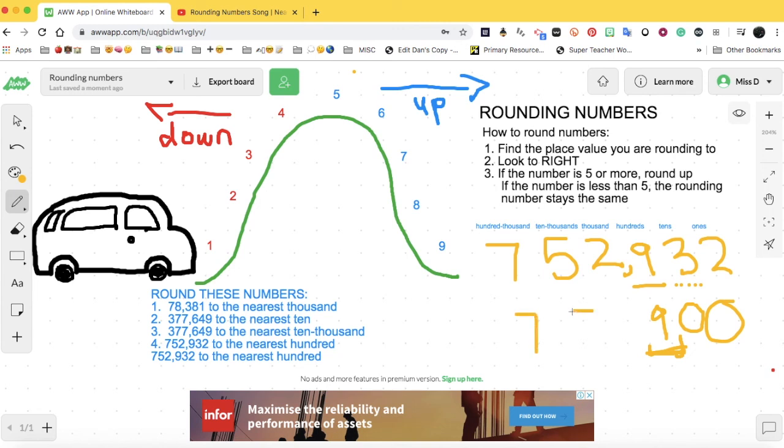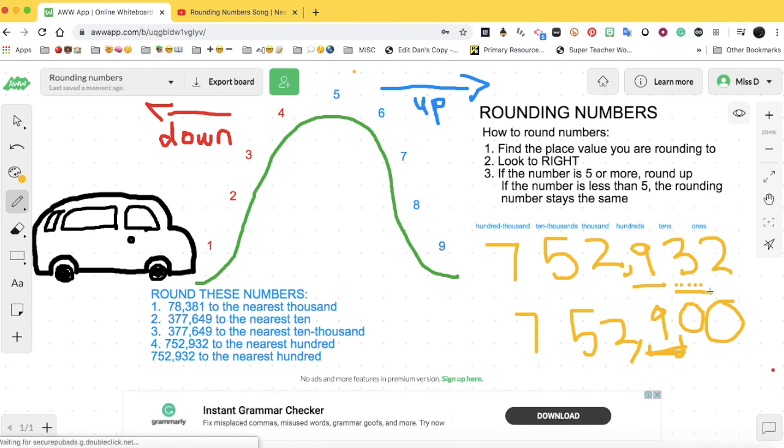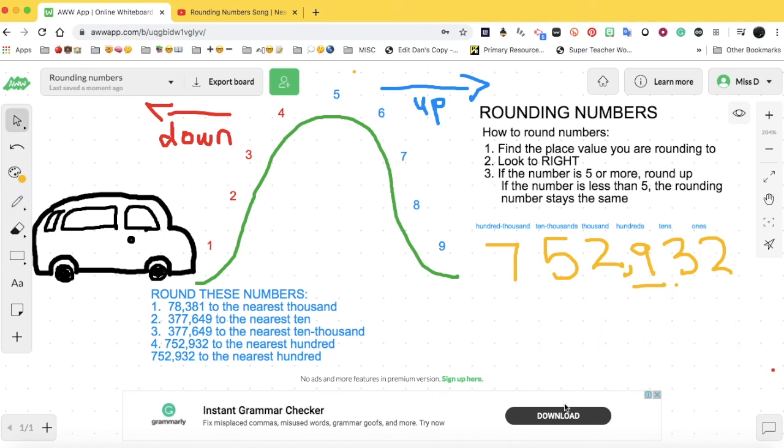But we still need to add our 7 and our 5 and our 2. So 752,932 rounded to the nearest 100 is 752,900 because our 3 tells us that we need to keep our number the same because it's less than 5. Okay, now, last one. Same number again.